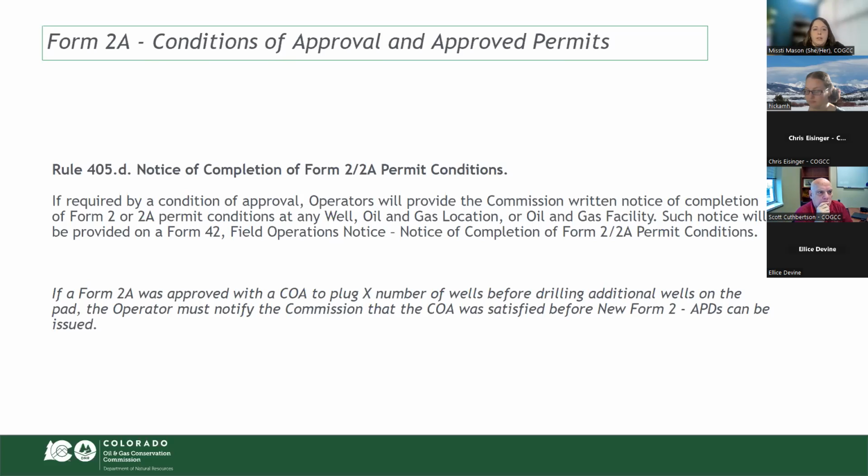And this is just a kind of a reminder that if the Form 2A was approved with COAs pertaining to plugging wells, those wells must be plugged before additional wells can be added to the pad. This means that those wells must be plugged and have a Form 6 subsequent in process. A Form 42 field notice of completion of Form 2A permit conditions should be submitted concurrently.